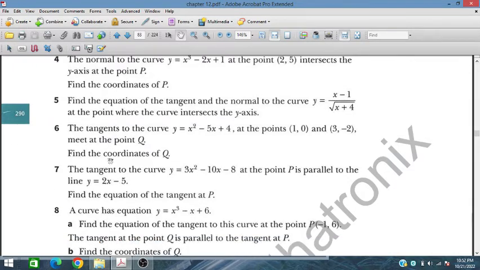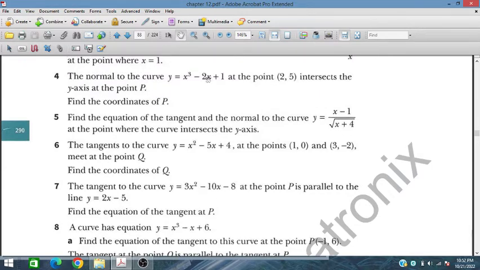The normal to the curve at the point 2, 5 intersects the y-axis at point P. Find the coordinates of P. So the equation of the line that is normal to this curve at this point intersects the y-axis at point P. Intersecting the y-axis means x is 0 at that point. So find the coordinates of P. Right. So let's move to problem 4.